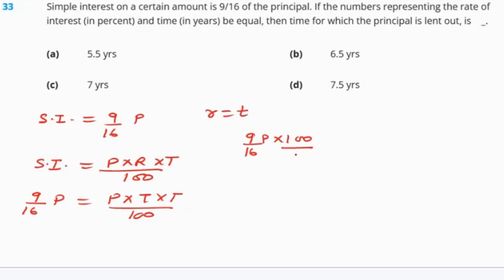Okay, by P is equals to T square. Okay, P cancel out. If we are going to solve it, so we will be getting what? We will be getting 9 times 25 is 225 by 16 is the value of T square. Okay, so the value of T has to be the root of 225 by 16. Okay, so when we are going to solve it, so 225 is a square of 15 and 16 is a square of 4.